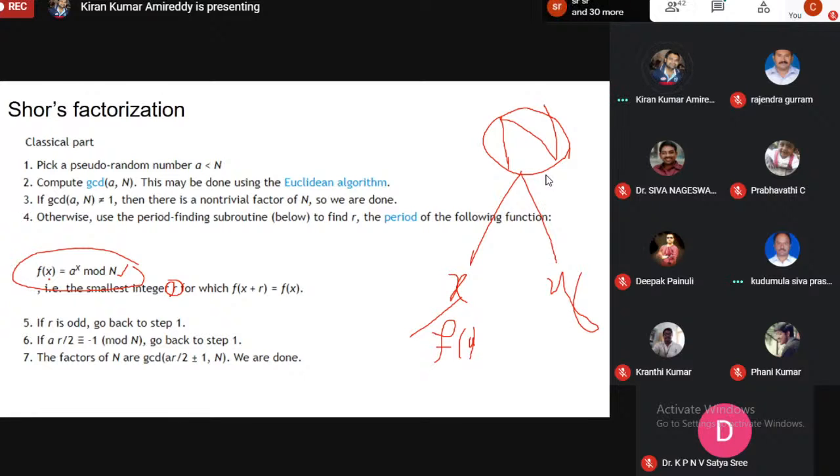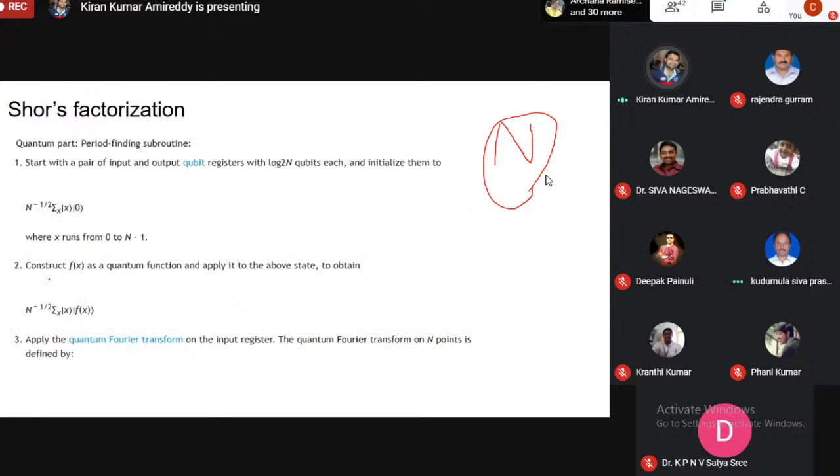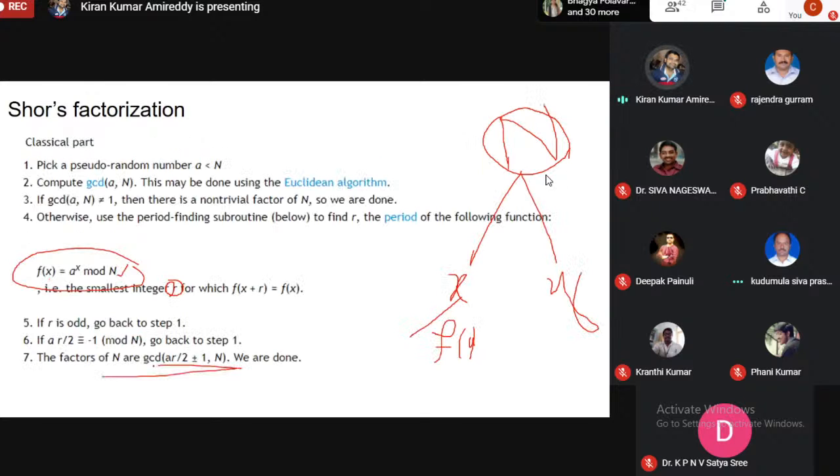So we are starting with one particular random value. Then we check whether that is a factor or not using the classical method. If it is not, we'll simply increase that number. Then we'll compare whether the factorization is there or not. In that way we can compare. Once we generate this, we cannot solve this particular problem classically.